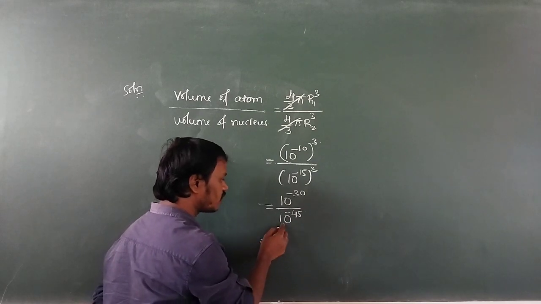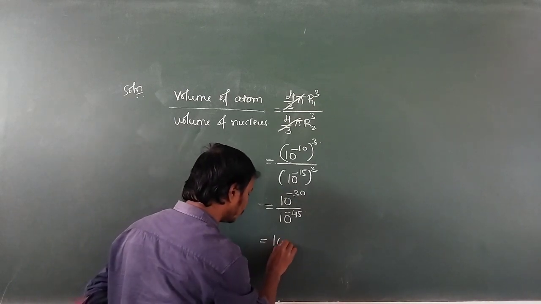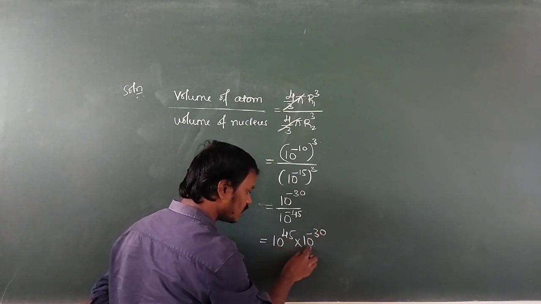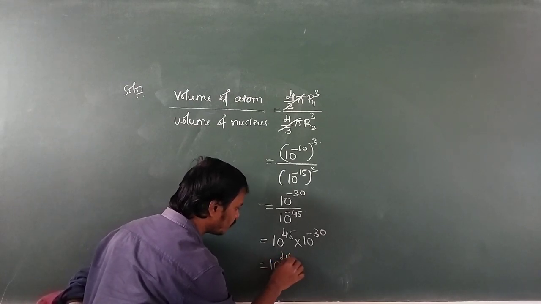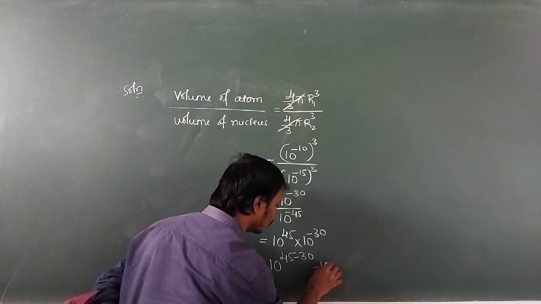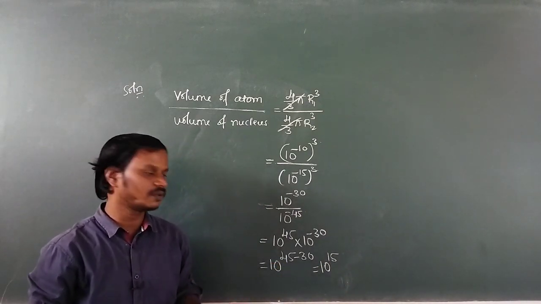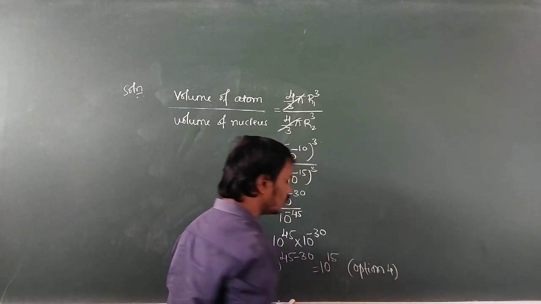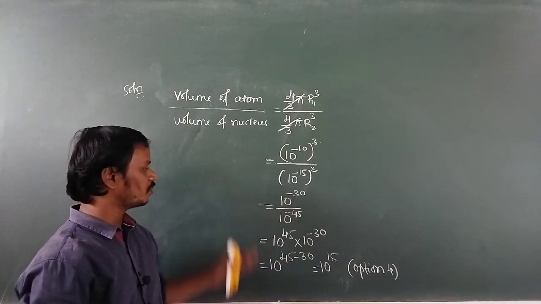Now let us take this 10 to the power of minus 45 to the numerator, that becomes 10 to the power of plus 45 into 10 to the power of minus 30. If the bases are same, then we add the powers. Then 10 to the power of 45 minus 30. So 45 minus 30 is 15, then it is 10 to the power of 15. So what is the correct option now? The fourth option is correct, that is 10 to the power of 15. Option 4 is correct, means the volume of the atom is 10 to the power of 15 times the volume of the nucleus.